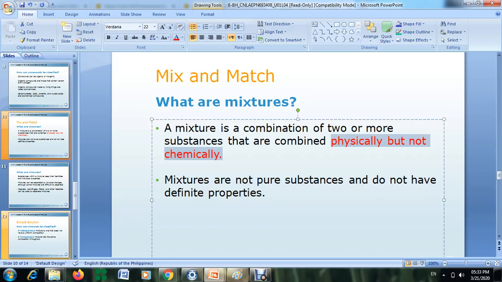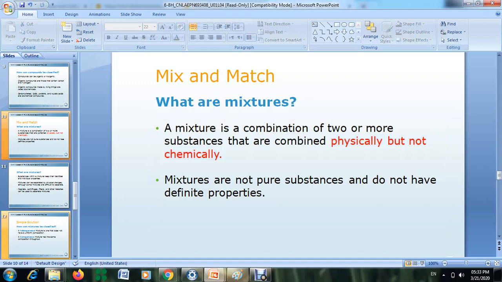Now, because we're talking about solutions, I want you to know how to classify mixtures. We have three categories of mixtures, three classifications for mixtures. Let's start talking about this.